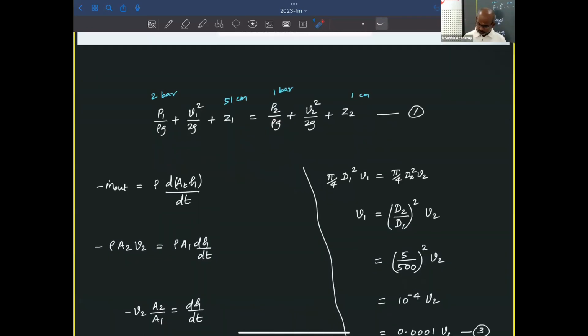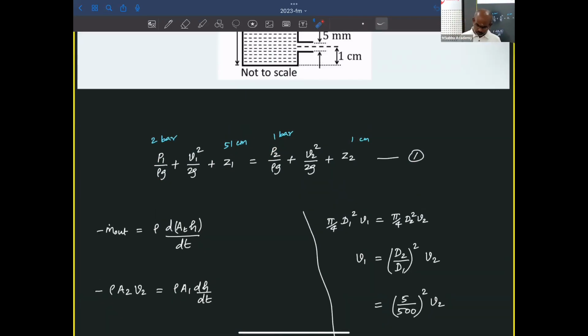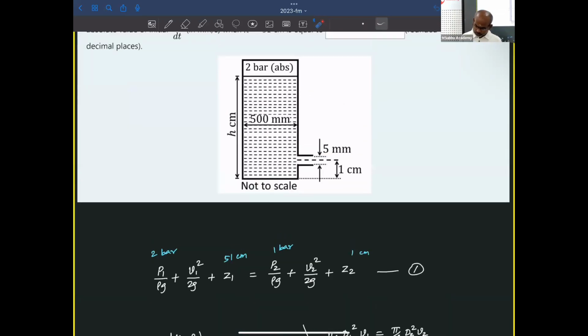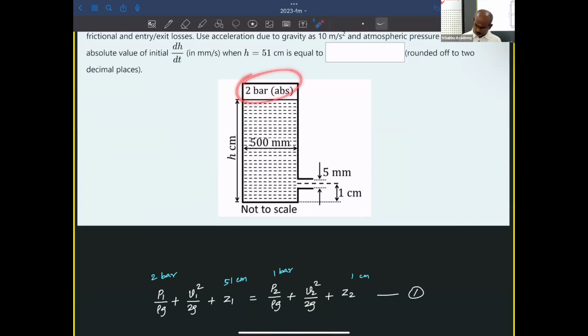So, simply the Bernoulli equation: P1 by rho g plus V1 square by 2g plus Z1 equal to the same terms at point 2. P1 is 2 bar absolute. P2 is 1 bar absolute. That is given. And Z2 is at a height of 1 centimeter, while Z1 is available at a height of h centimeter.